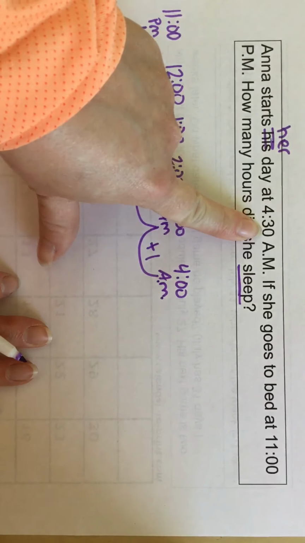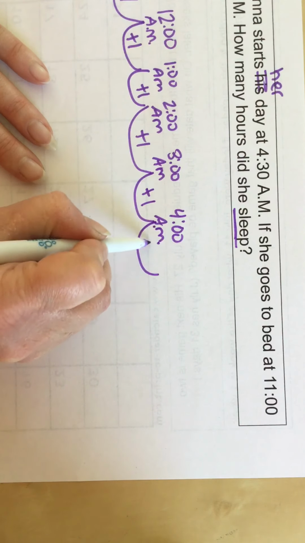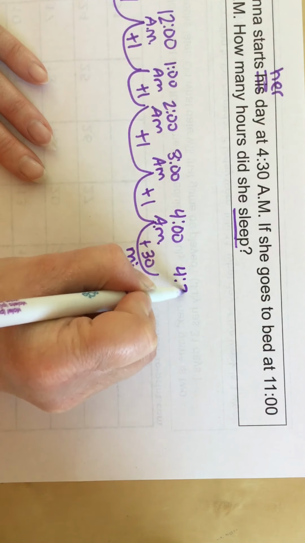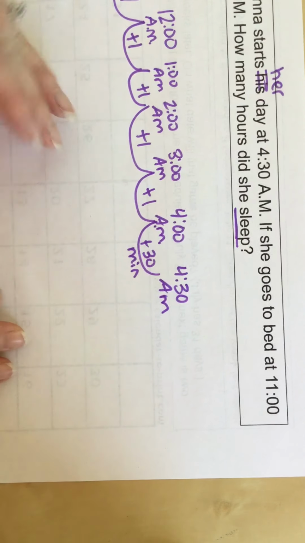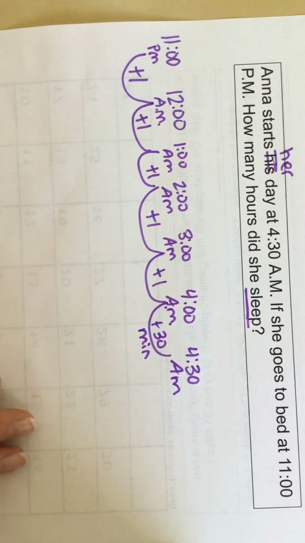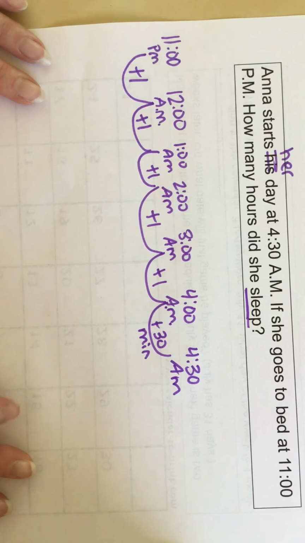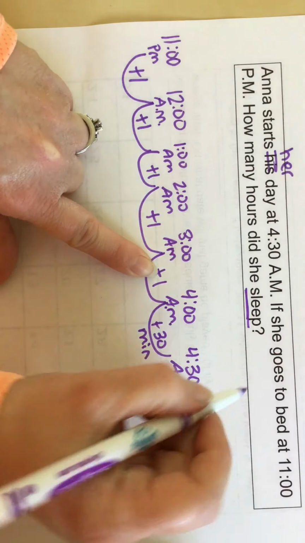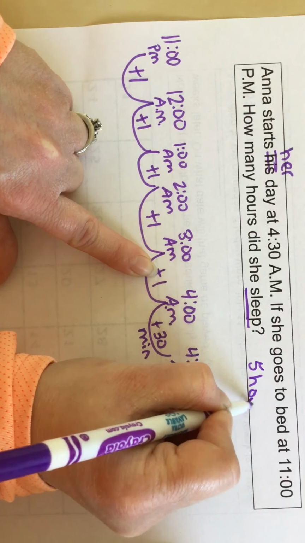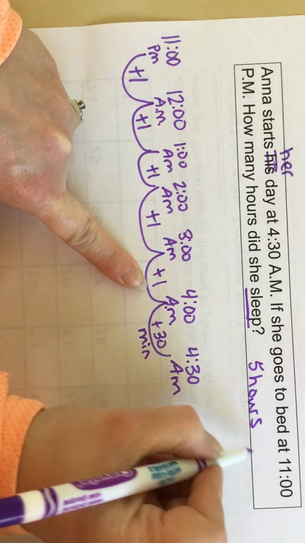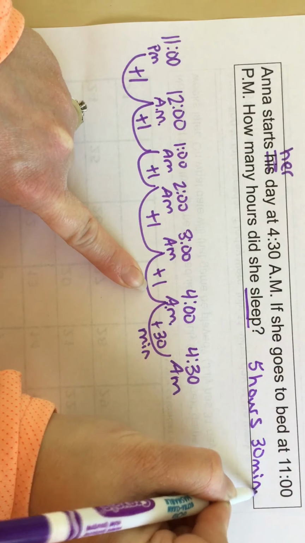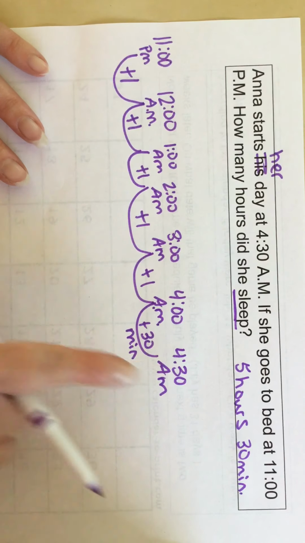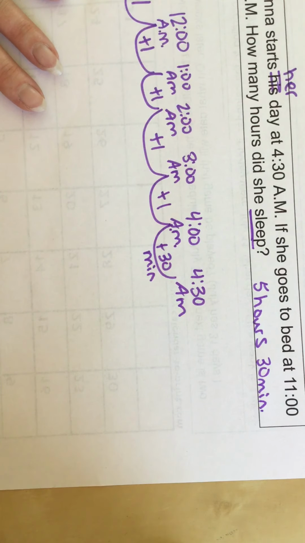So now I have to add my minutes. I need to add 30 minutes to get to 4:30 a.m. So how many hours does Anna sleep? Well, let's count. 1, 2, 3, 4, 5 hours and 30 minutes. Which I do hope Anna gets a lot more hours than 5 hours and 30 minutes of sleep each night.